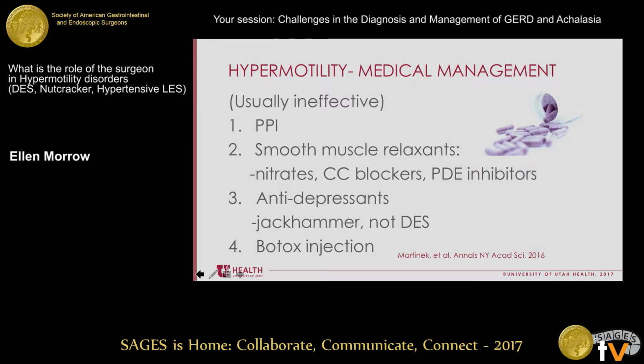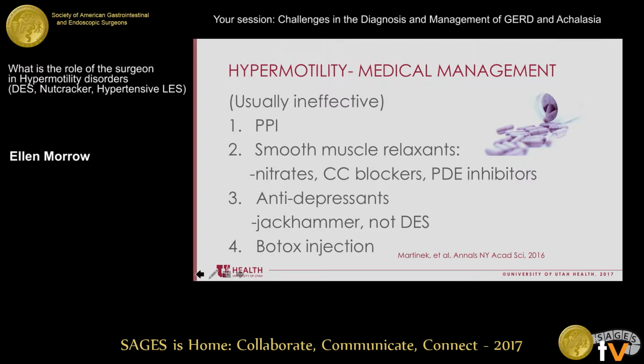So I would like to discuss medical management because I think it's important for us to know all of the options for our patients. However, I will note that it's usually ineffective. But if patients are presenting with typical reflux symptoms or chest pain, a trial of PPIs can be very helpful to see if reflux may actually be the inciting factor for them. Smooth muscle relaxants are often trialed as well, so patients can have trials of nitrates, calcium channel blockers, or phosphodiesterase inhibitors.